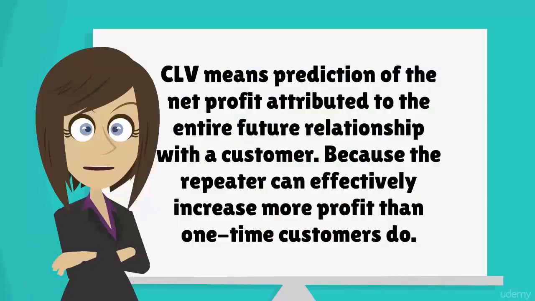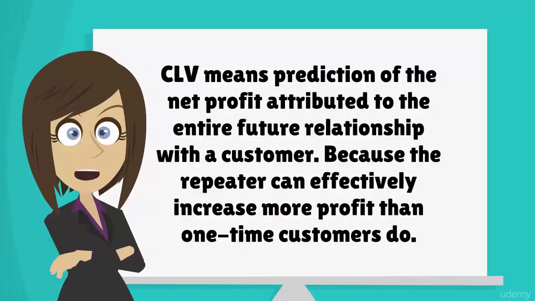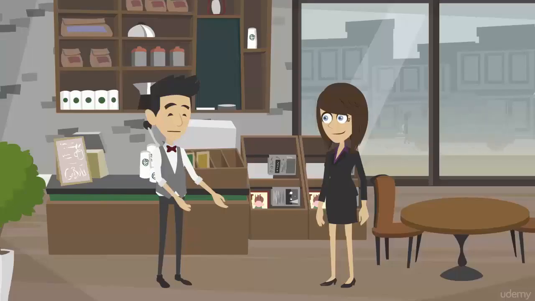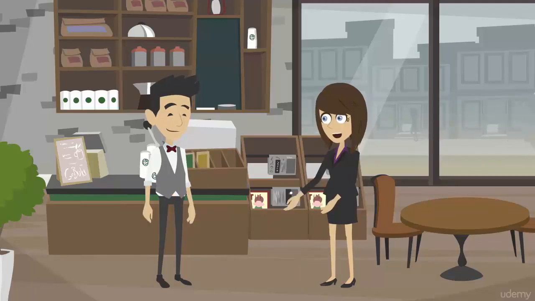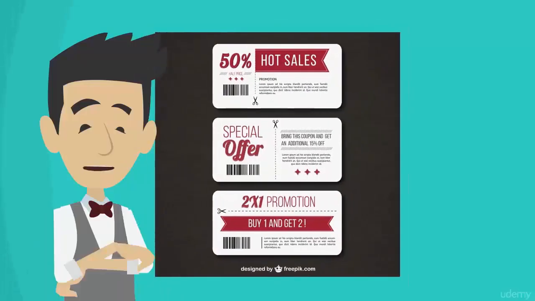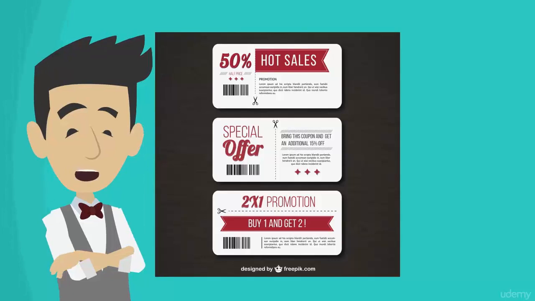CLV means prediction of the net profit attributed to the entire future relationship with a customer, because the repeater can effectively increase more profit than one-time customers do. If so, I should increase the repeater as my customers. Yeah, what will you do to get the repeater of your cafe? Well, I will make point cards for members to receive a discount service.